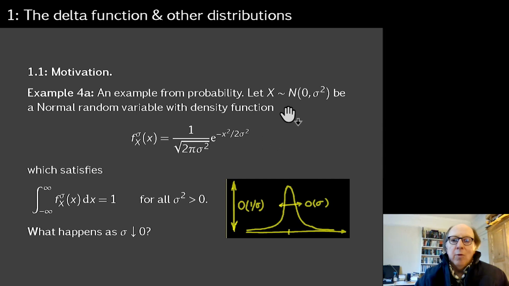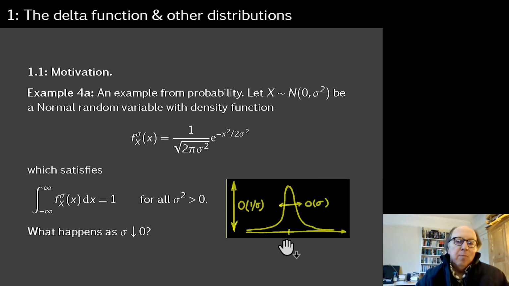Suppose you have a random variable, x, which has the normal distribution with mean 0 and variance sigma squared. Okay, we know all about that. It has a typical bell-shaped distribution like that. And the density there, I've written it as f sub x to tell us it's a random variable x, and the superscript sigma to remind us that the standard deviation is sigma, is 1 over the square root of 2 pi times the variance times e to the minus x squared over 2 sigma squared.